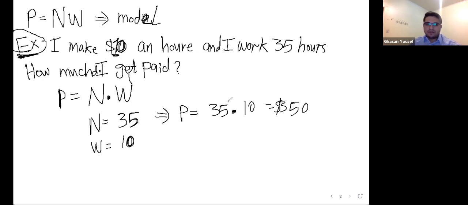Another question. I can use this model again in different ways. For example, I get paid $8 for each hour, and I want to buy a book that costs, suppose, $1,000. I want to think about how many hours I have to work to get the money to pay for this book. So I can think about this model in a different way. Again, the model is B equals N times W.